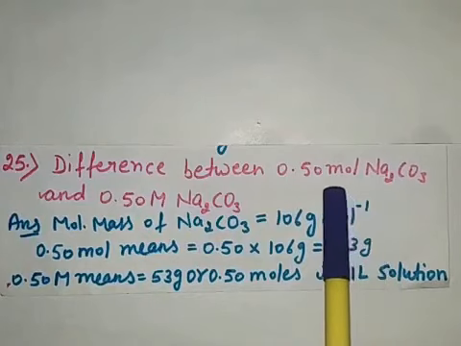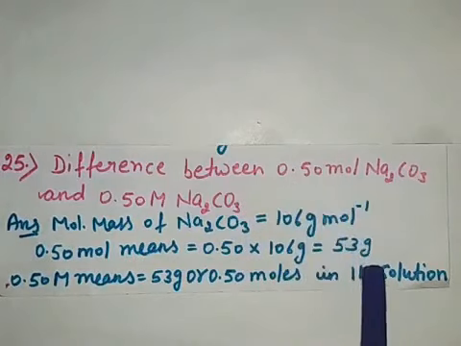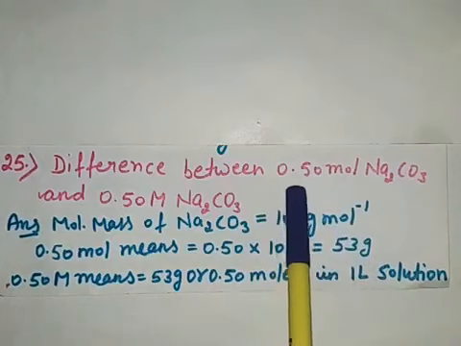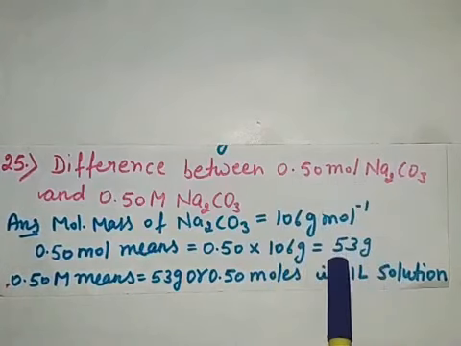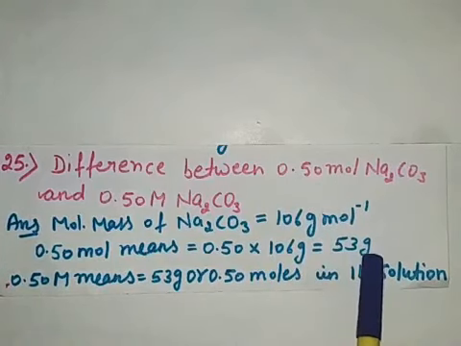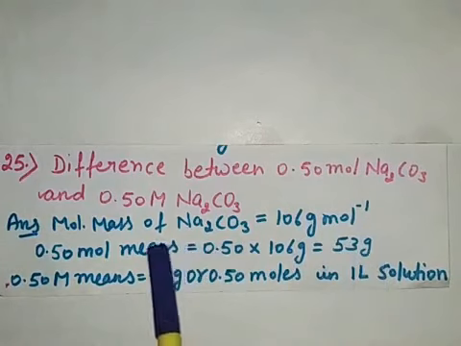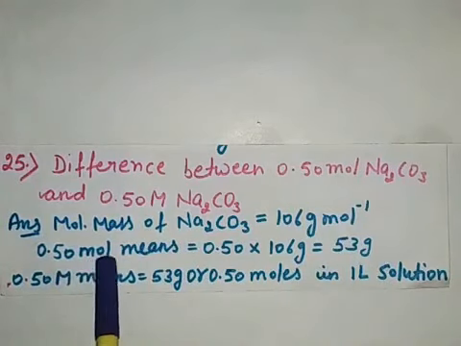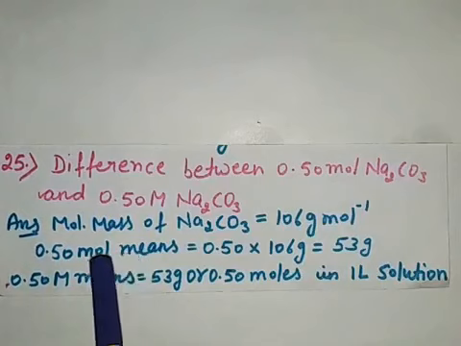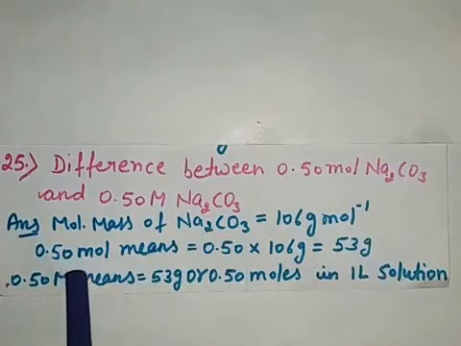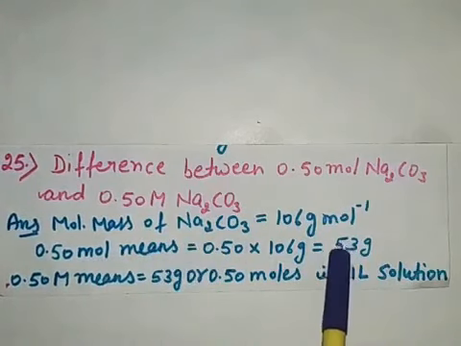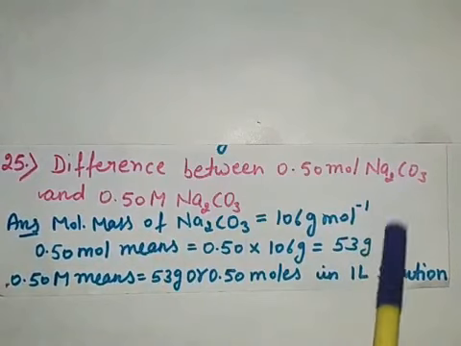We are simply converting mole into gram. So 0.50 mole is equal to 53 gram of sodium carbonate. Whenever we talk about number of moles, we can tell what the amount in gram is. So 0.50 moles means it is equal to 53 gram of sodium carbonate.